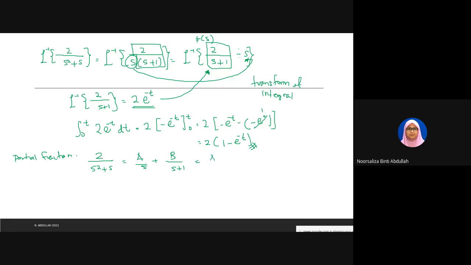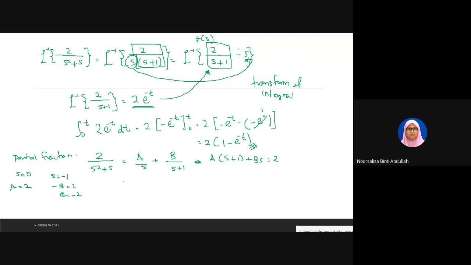So you have here A(S plus 1) plus BS equals to 2, kan? Betul tak? Equals to 2. To find A, you make B 0. For B to be 0, S must equals to 0. So S equals to 0, then you can get A equals to 2. Then to find B, A must be 0. For A to be 0, S must equals to -1. So -1 minus B equals to 2, so B equals to -2.